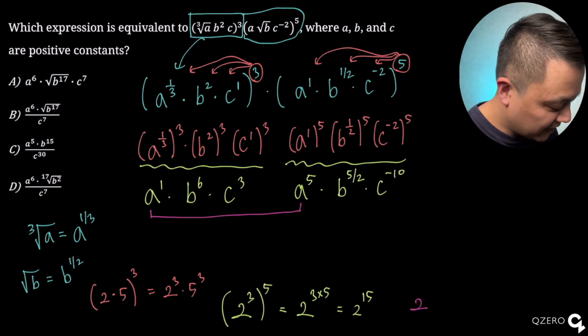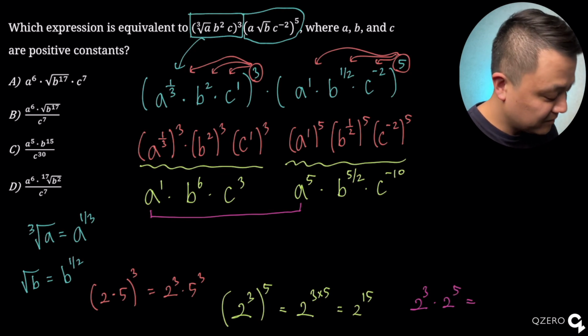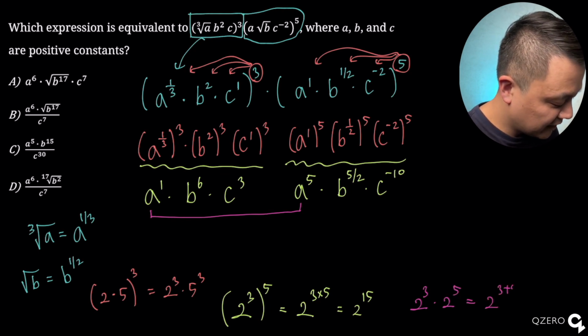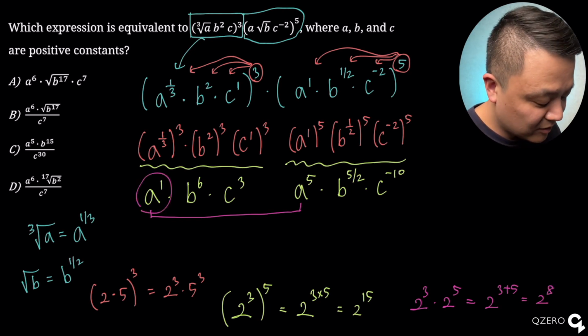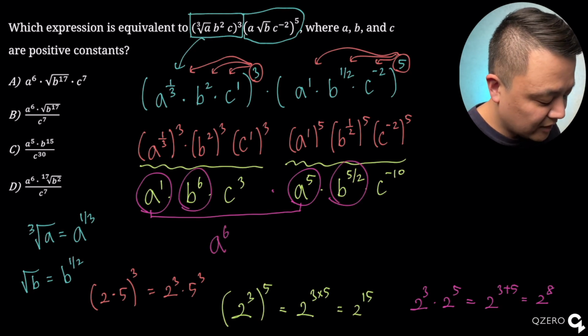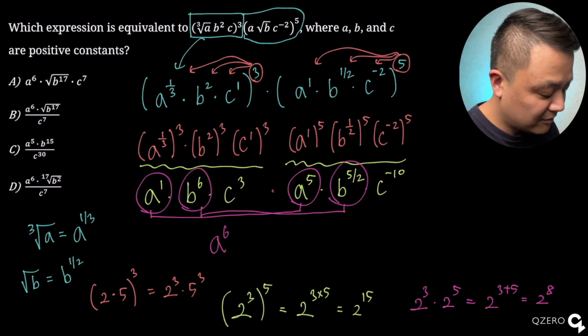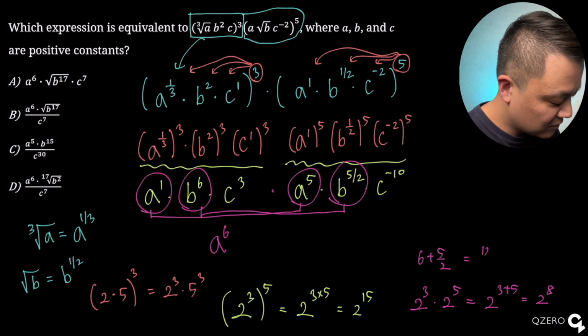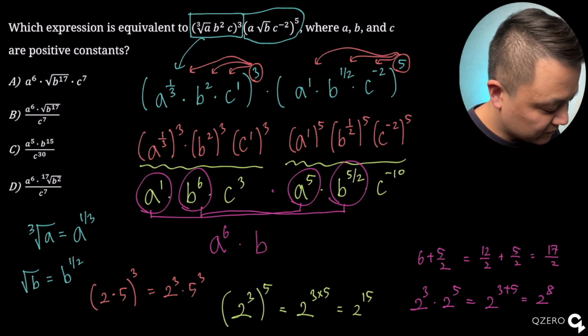Whenever you have powers of the same base and a product of them, you can combine them by adding their powers. So a to the power of 1 times a to the power of 5, you can combine them as a to the 6. And b to the 6 and b to the 5/2, you can add those powers. 6 plus 5 over 2. 6 is 12 over 2, so the resultant value is 17 over 2. So we have b to the power of 17 over 2 here.